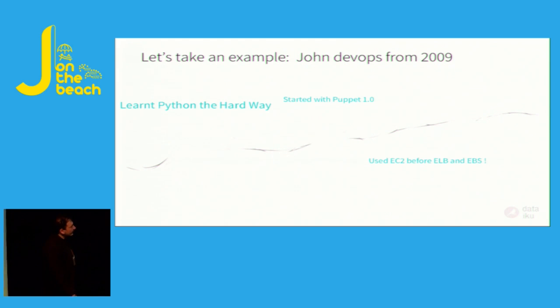You would start with the very first version of Puppet, which was kind of working or not. You would start to do some stuff on Amazon before there was even ELB and EBS. And you were kind of trying to do persistent storage with no persistent storage. So that was kind of the situation you were at. And so lots of people actually learned DevOps this way, the hard way, and moved forward.